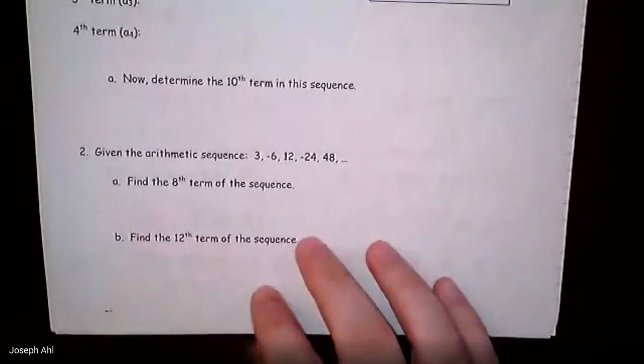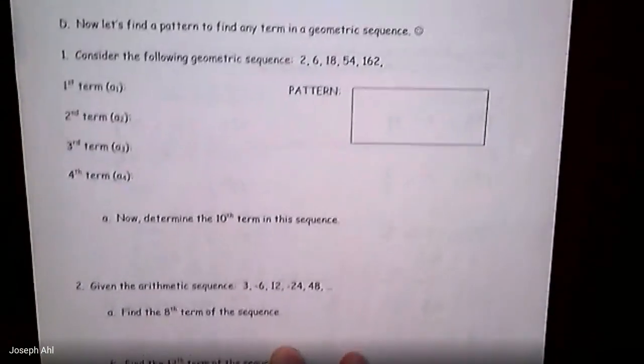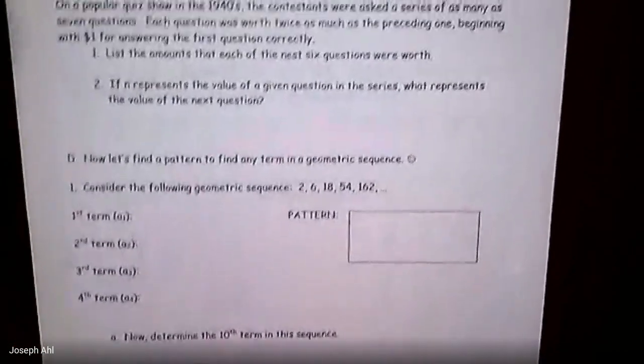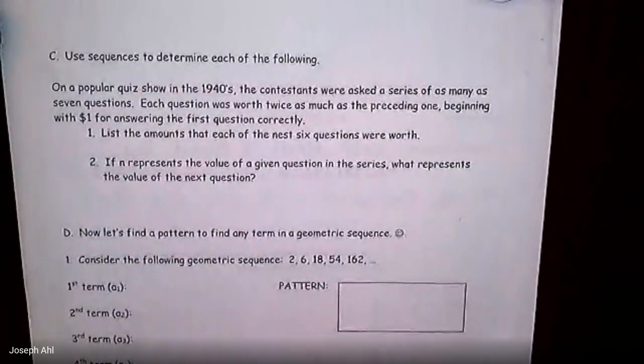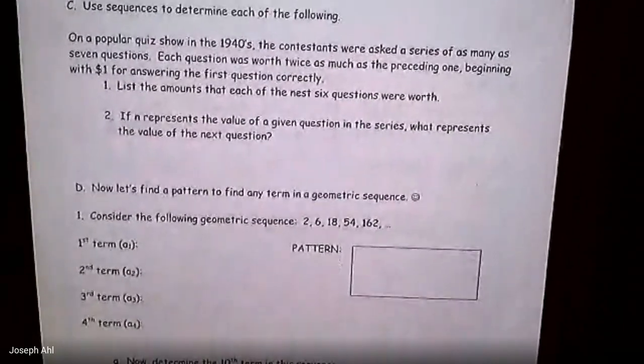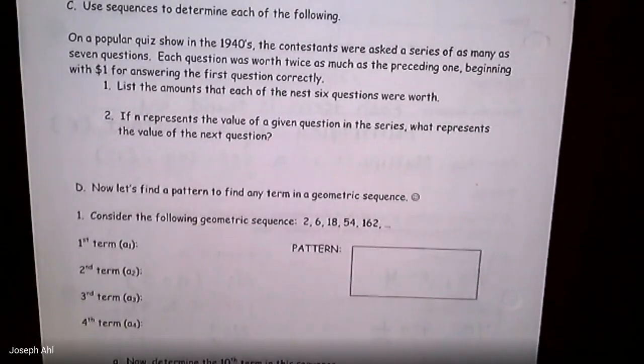Okay, on the next page, we're going to learn how we can develop the pattern for a geometric sequence. And we did something similar for arithmetic sequences last week when we were talking about that pattern. At the top here, it says, on a popular quiz show in the 1940s, the contestants were asked a series of questions. And each question was worth twice as much as the preceding one, beginning with $1. So this one says, list the amounts that the next 6 questions were worth.